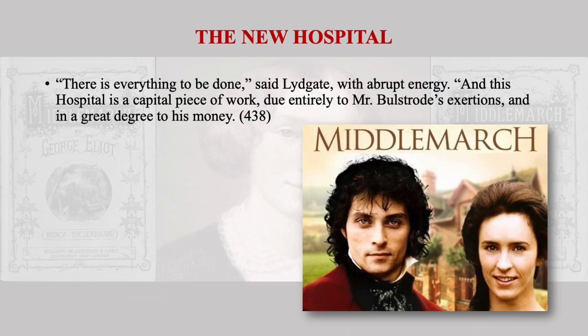At the same time, we have Lydgate, who is equated with Bulstrode, and he responds, when Dorothea says all this to Lydgate, "There is everything to be done," said Lydgate with abrupt energy, "and this hospital is a capital piece of work, due entirely to Mr. Bulstrode's exertions and in a great degree to his money." Throughout the novel, Lydgate is never quite comfortable with his proximity with Mr. Bulstrode. Yet at the same time, it's his money that is required. So there is a lot to be done, but things can't be done in the air. There is capital, there is money that is required. And the money is provided by Bulstrode.